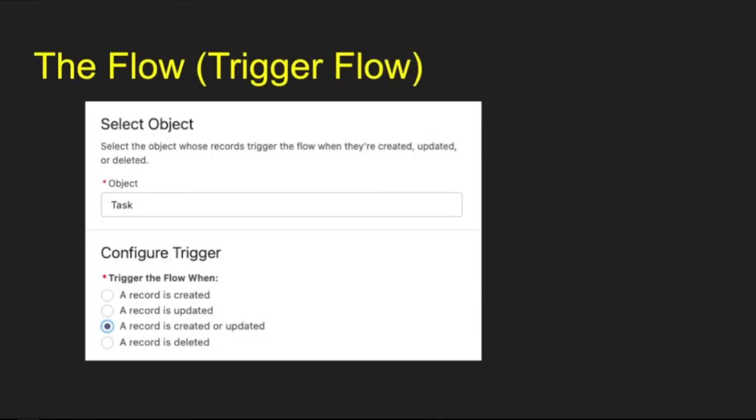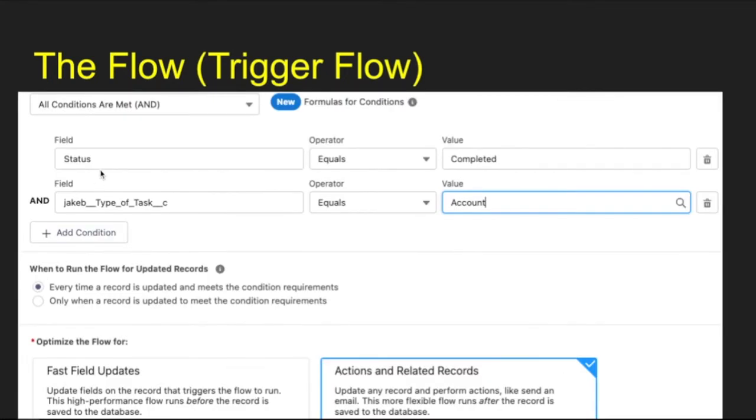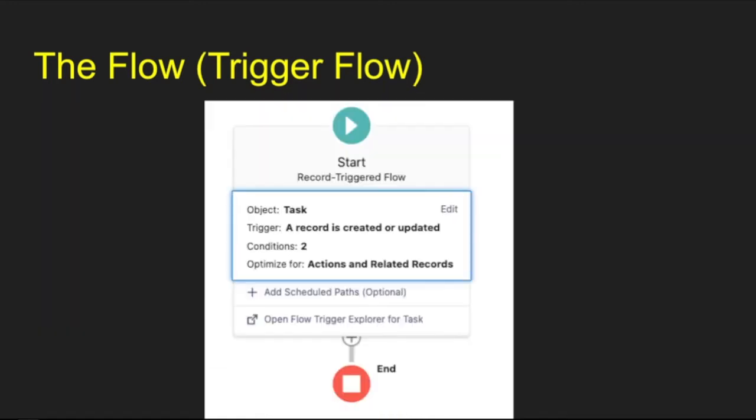So we're creating this on the task object. We're going to do a record created or updated, because you can create a completed task that meets this criteria. You can also update a task to meet this criteria. So we want to capture both. For our conditions, we have the status equals completed, and the custom field we created here equals account. So we're looking for any of the tasks that are completed and also have that task type of account, so we know to trigger our update. And that's just what it looks like in the flow builder so far.